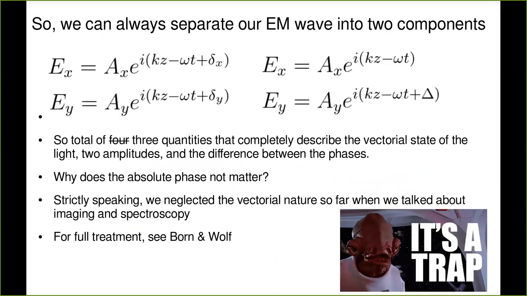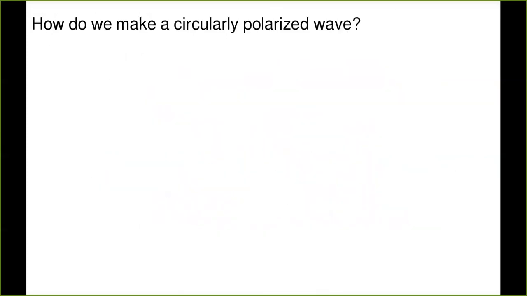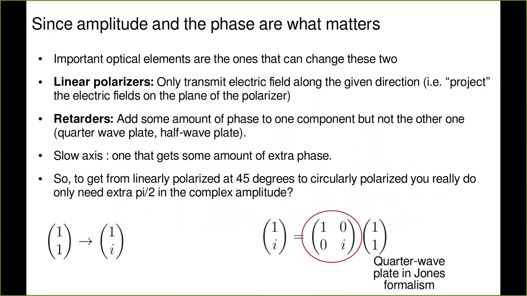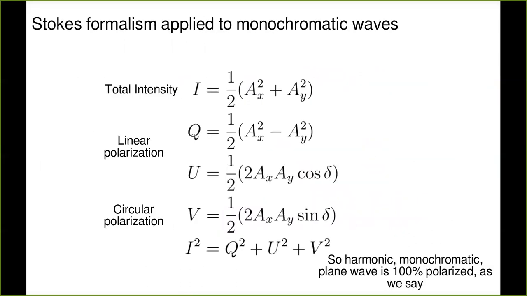And then we said at one point that every ideal harmonic monochromatic plane wave is always 100% polarized. So I squared is always Q squared plus U squared plus V squared. You will see now when we look at some synthetic data, and synthetic means calculated from simulations, that this is definitely not true.